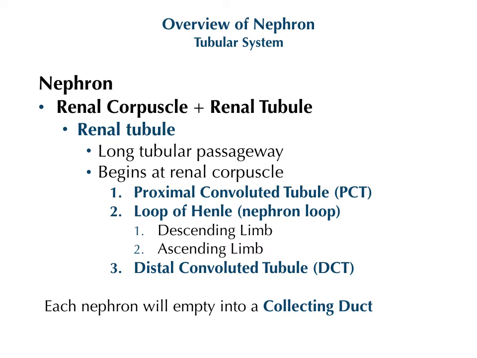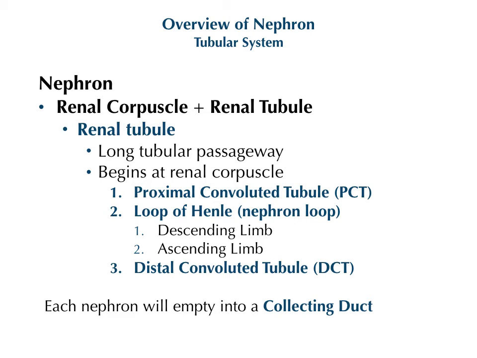So the main parts of our nephron were the renal corpuscle that we talked about and the renal tubule. And our renal tubule is where we're picking up now. It's that long tubular passageway that begins at the renal corpuscle. And it starts with the proximal convoluted tubule.